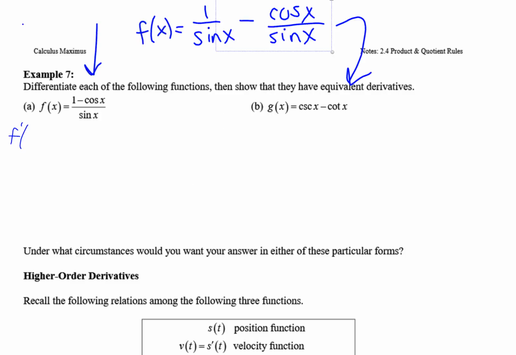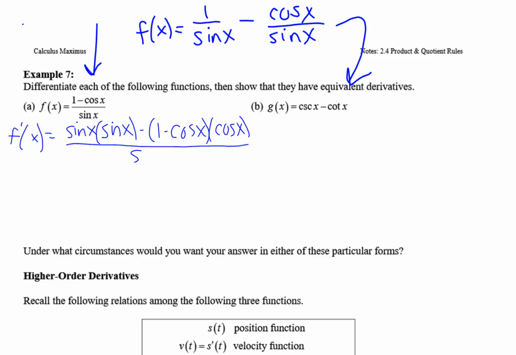All right. Remember to sing your song when you're taking this derivative. Low d high minus high d low, all over low low.